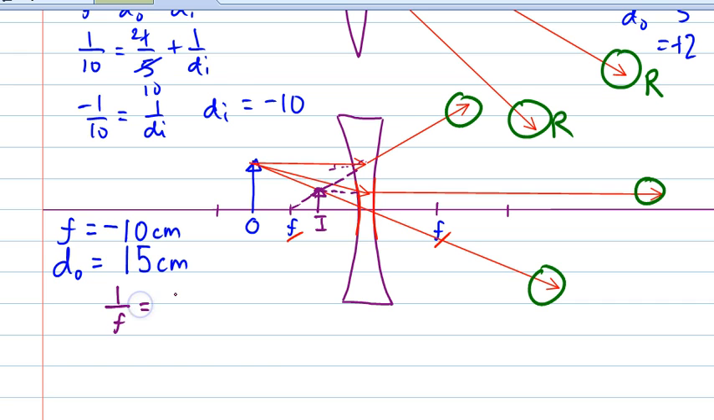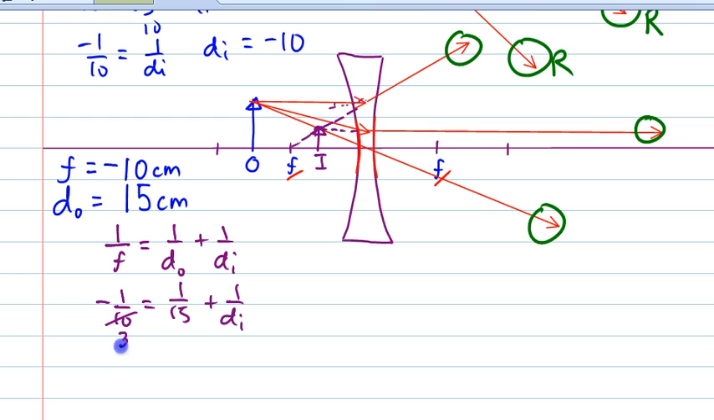Well, 1 over f equals 1 over do plus 1 over di. So negative 1 over 10 equals 1 over 15 plus 1 over di. This time the common denominator is going to be 30. Now I'm going to do negative 3/30 minus 2/30, so I have negative 5/30 is 1 over di, and di is negative 6 centimeters. Once again, the focus is supposedly at 10, so looks like it's pretty close.